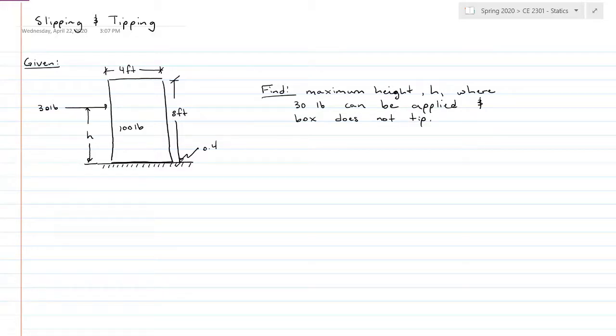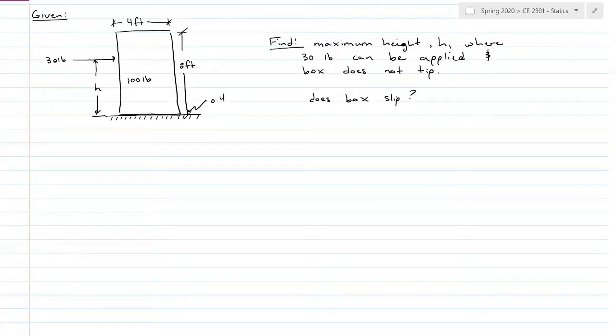Okay, and obviously we want our answer to be between 0 and 8 feet, because if it's greater than 8 feet, then it's no longer on the box, right? And if it's less than 0, then it's beneath the box and doesn't do us any good. Also, does the box slip? Okay, so I have two options for movement here. One, the box rotates over and falls over. Two, the box moves along the ground as it's slipping.